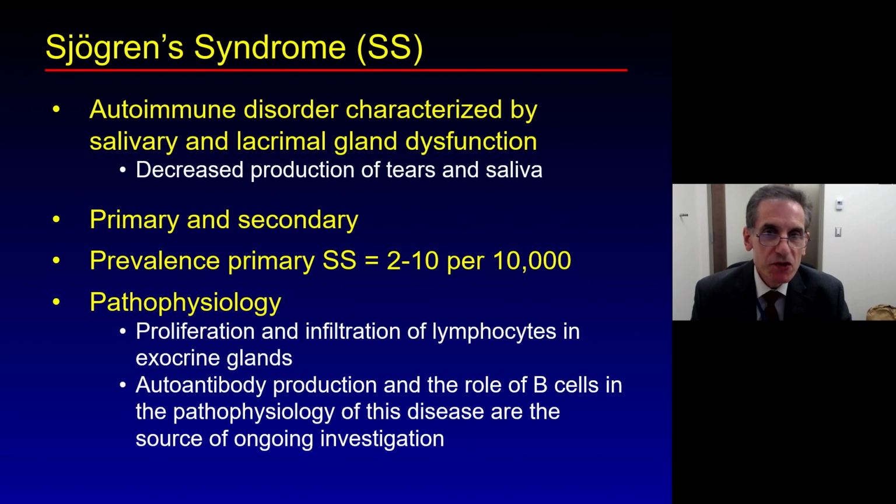This is an autoimmune disorder characterized by salivary and lacrimal gland dysfunction. Patients become dry in their mouth and their eyes, so they have decreased production of tears and saliva. There are primary and secondary forms of this. Some patients have primary disease where basically all they have is Sjogren syndrome, but there are many patients who have RA or lupus or other autoimmune disorders who have secondary Sjogren's.